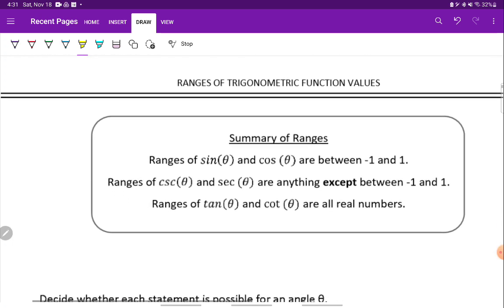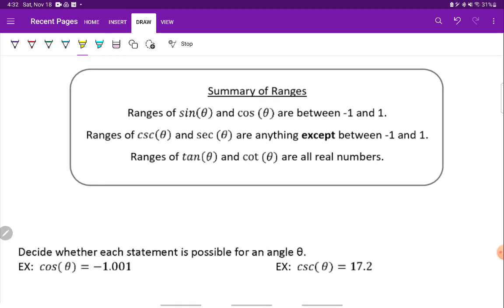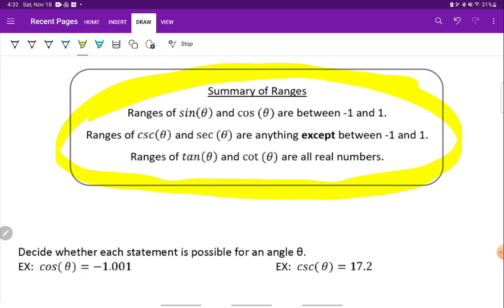So let's put this together in a summary. So all that hype to get to this right here. The ranges for sine of theta and cosine of theta are between -1 and 1 inclusive. The ranges for cosecant and secant are anything except between -1 and 1. And the ranges for tangent and cotangent are all real numbers.